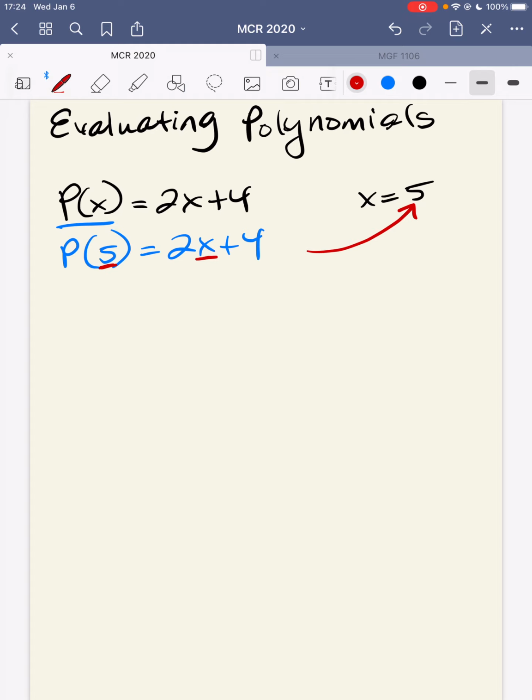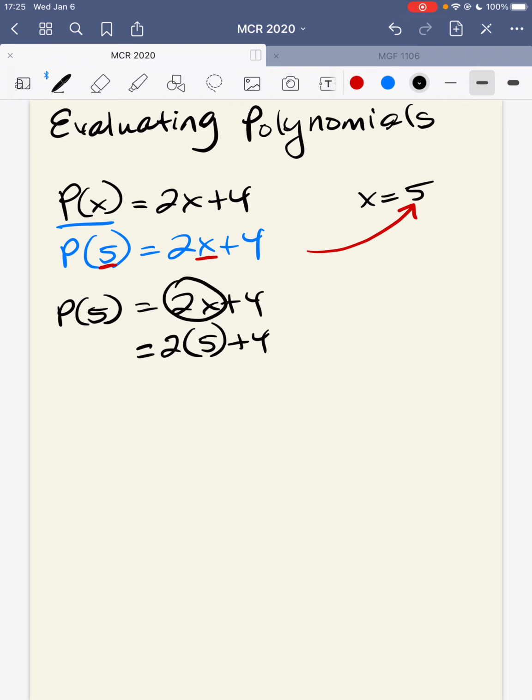All right? So if I have p of 5 is equal to 2x plus 4, that means wherever there's x, I'm going to substitute 5. So that means I have 2 times x. X is now 5. I'm going to go ahead and put it in a set of parentheses because it indicates the multiplication that's happening, plus 4. So remember, if there's nothing between the 2 and the x, there's multiplication going on. This means I have 2 times 5, which is 10, plus 4, which is equal to 14.